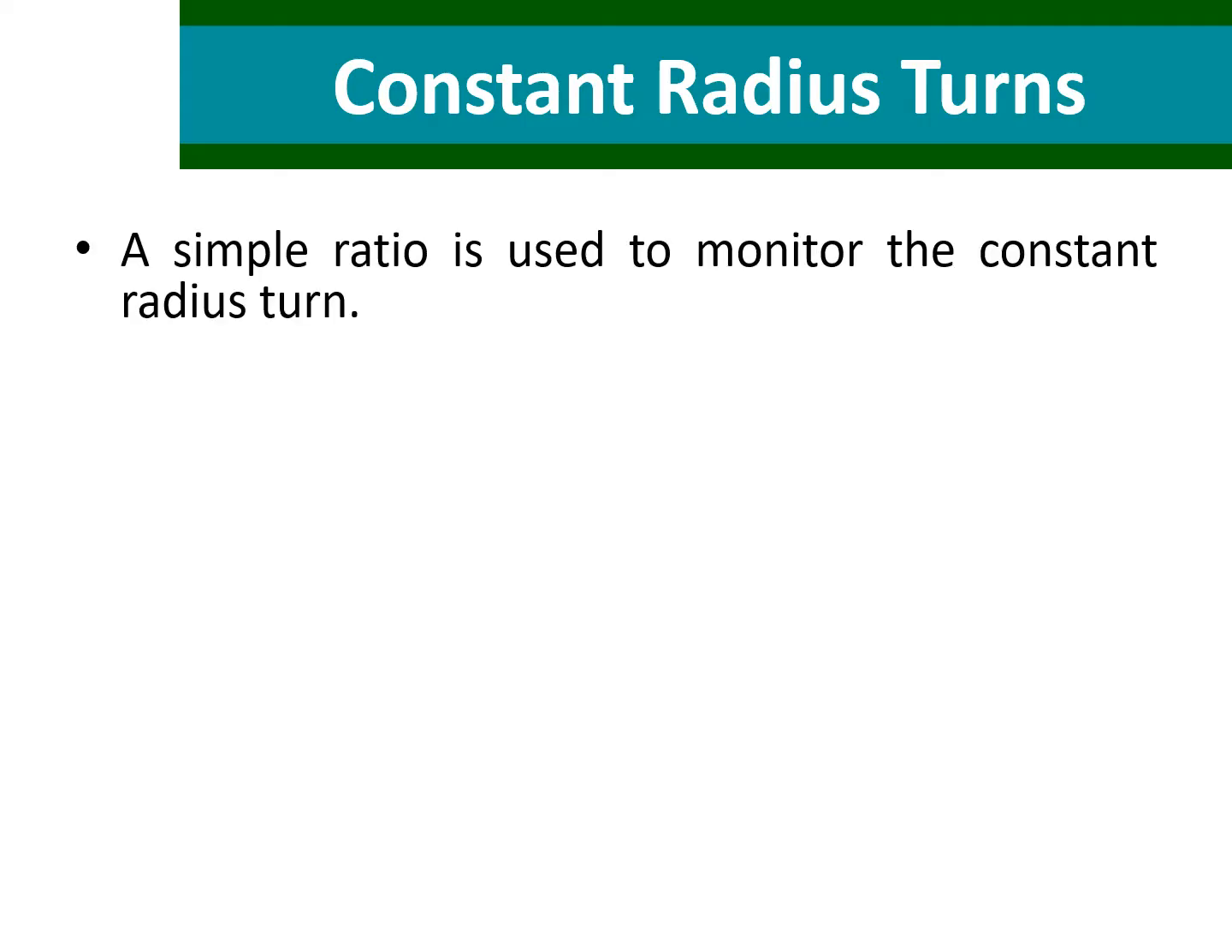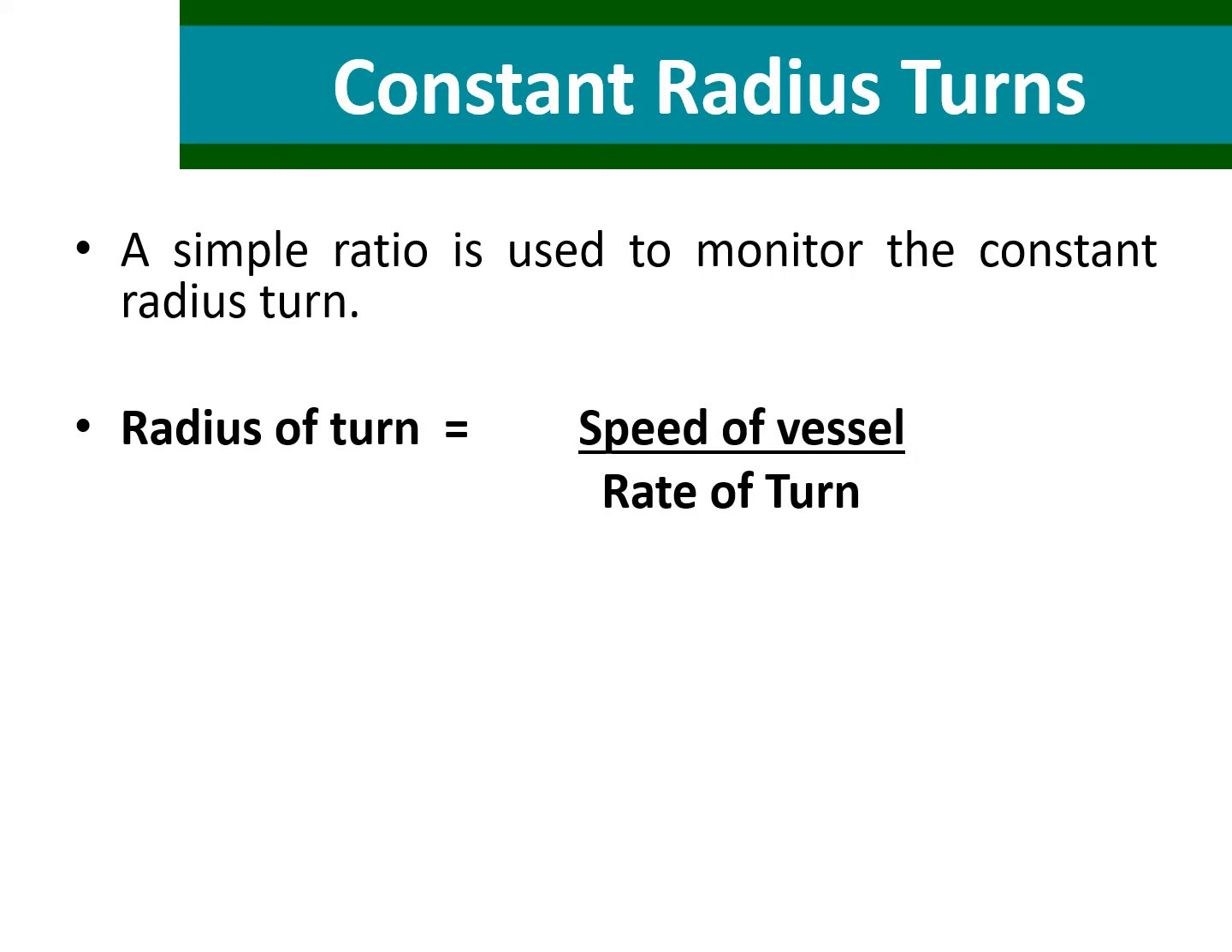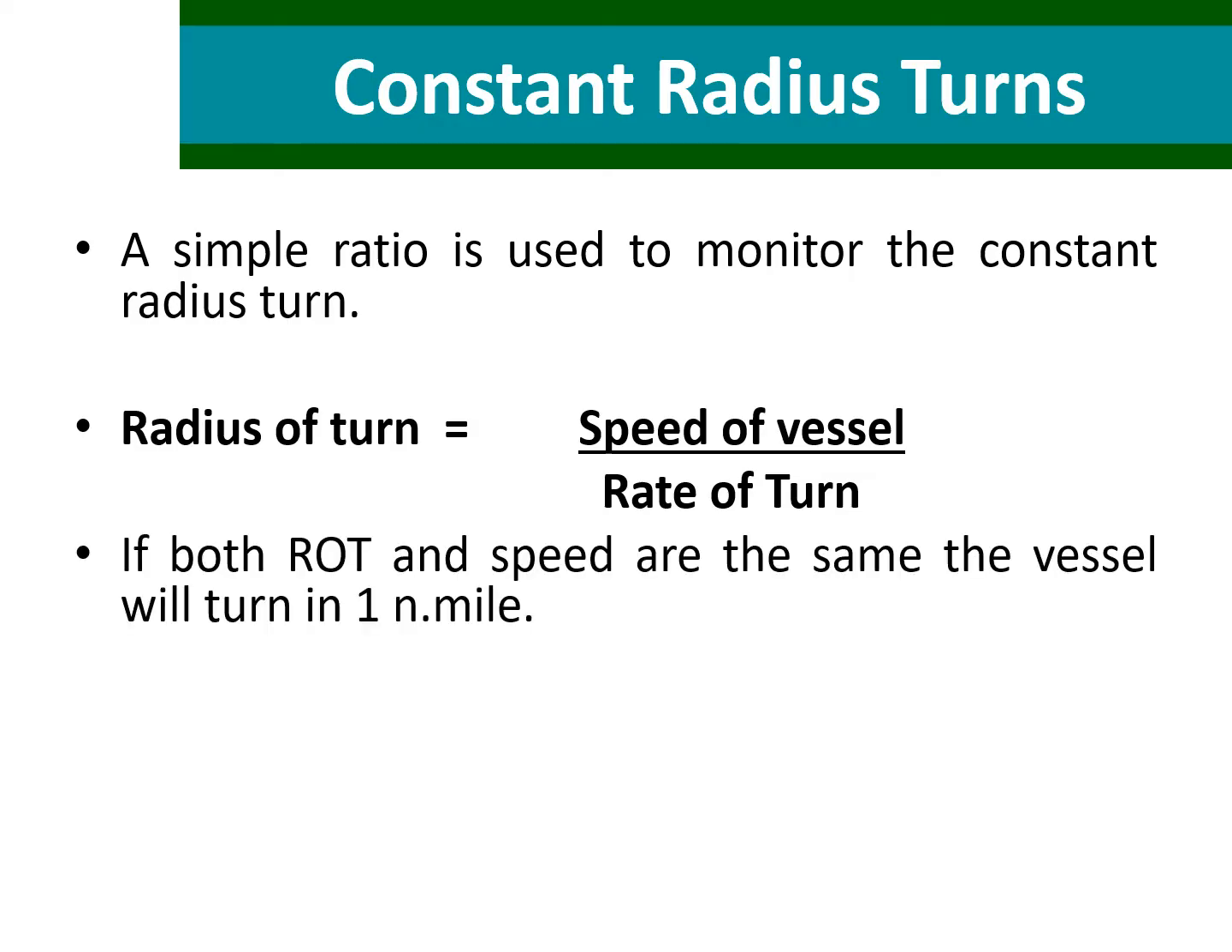The constant radius turn uses a simple ratio to monitor it. The ratio is the speed of the vessel divided by the rate of turn, and the rate of turn information is what is required from the rate of turn instrument. You actually get it from the rate of turn instrument only. So if both rate of turn and the speed are the same, the vessel will turn in 1 nautical mile. Because if both the values are the same, the division of both the values will result in the value 1, and that means the radius of the turn is required to be 1 nautical mile.